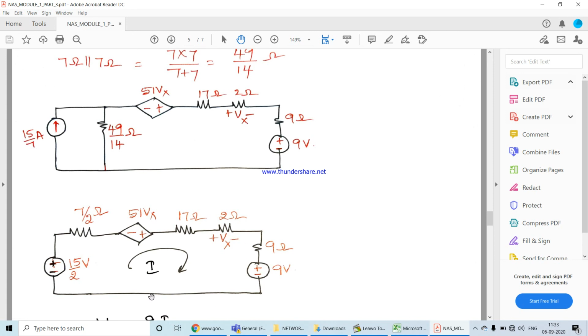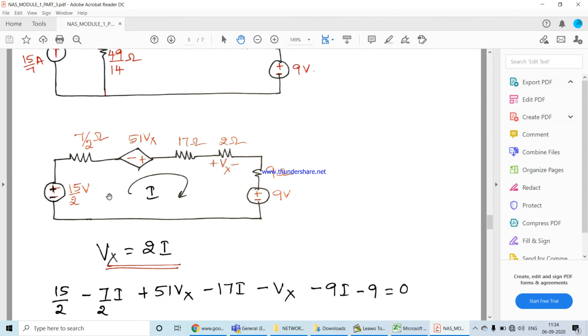Now apply the KVL here. I have a single loop now, so KVL can easily be applied. I is flowing through minus plus, so 15 by 2 plus 15 by 2 minus 7 by 2 I plus 51 Vx minus 17i minus Vx minus 9i minus 9 equals 0.